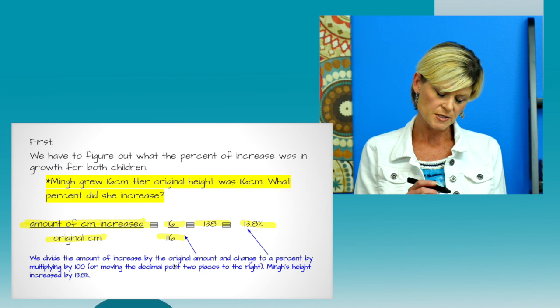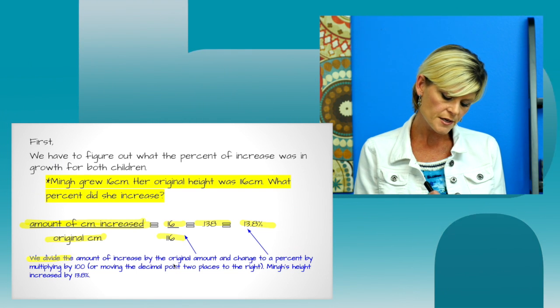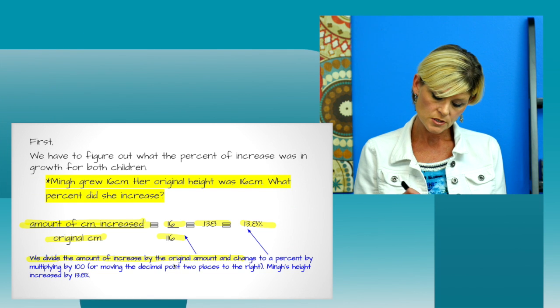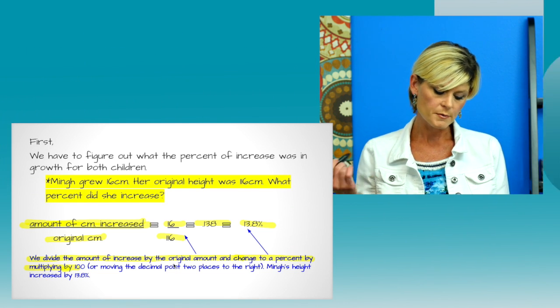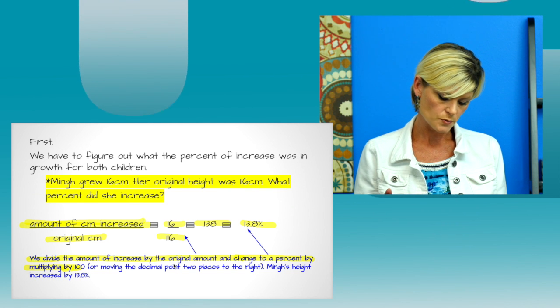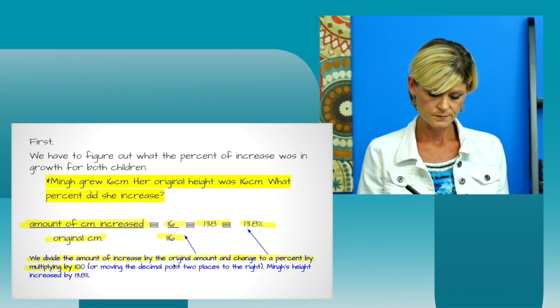So let's look at the steps I did. I've written it out here in blue just one more time to reinforce. We divide the amount of increase by the original amount and change it to a percent by multiplying by 100, or by moving the decimal point 2 places to the right. And her height increased by 13.8%.